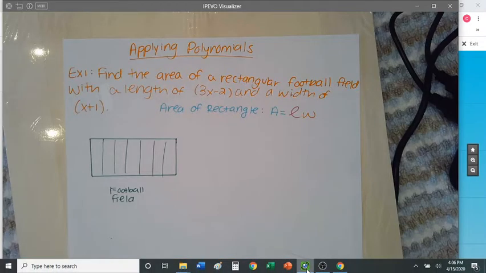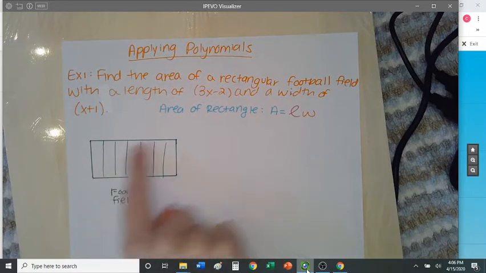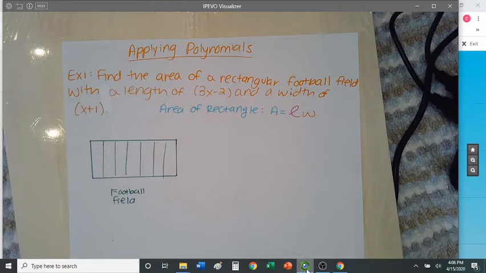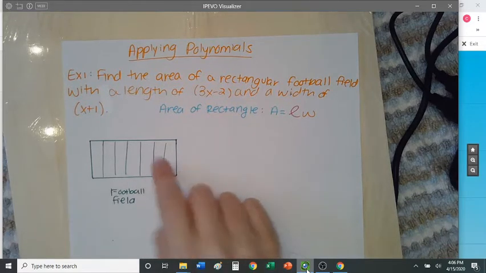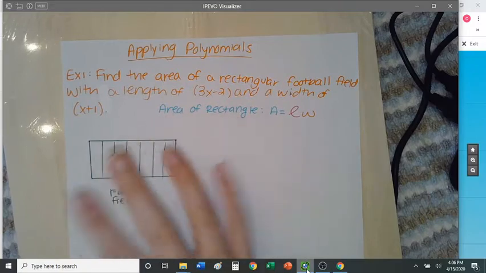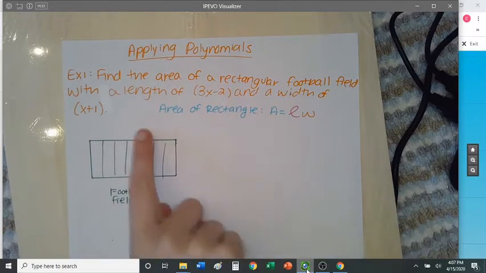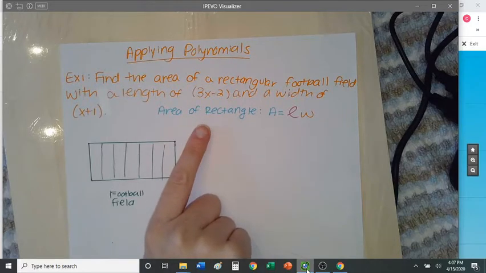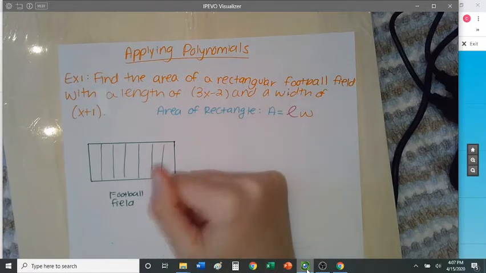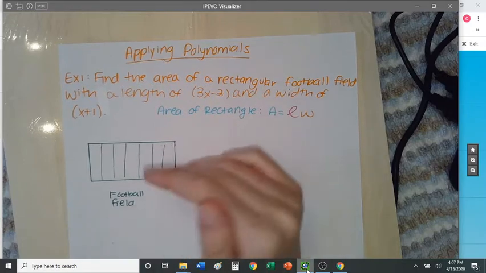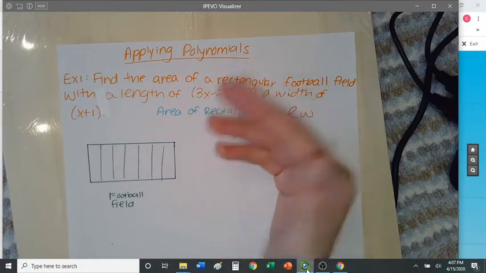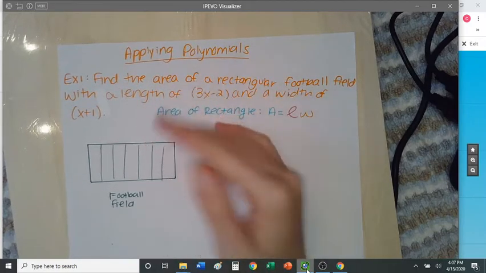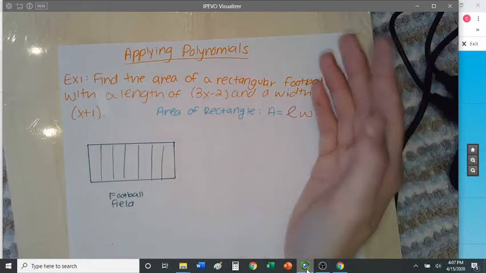Okay, so again, I have the problem on here. I have my nifty little football field. So we're trying to find the area of this rectangular football field, which it's always helpful if you can draw a picture to kind of visualize what's going on. We know the length of the rectangle is 3x minus 2, which honestly, it doesn't matter which side of the field you call the length and which one you call the width. It's kind of all about the perspective.